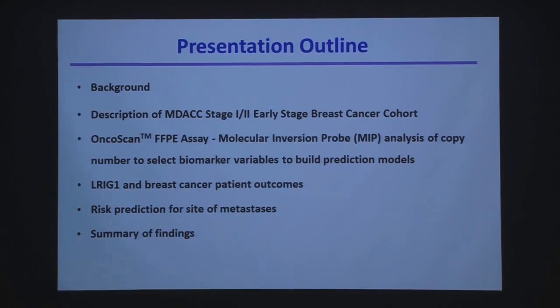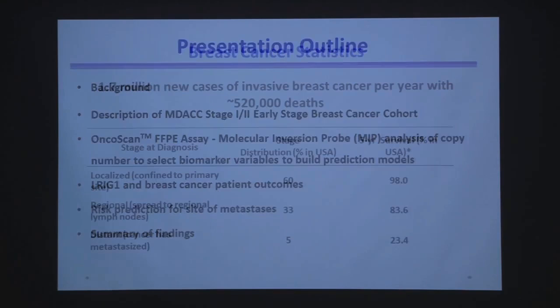So the outline for my presentation today: I'm going to talk a little bit about breast cancer. I'm going to describe the early stage breast cancer cohort that we used for the Oncoscan, for the MIP arrays, and the analysis that we've done. Also, I'll give two examples. One will be looking at a gene called LRIG1 and breast cancer outcomes. And I'll provide another example from some of our work on prediction for site of metastasis among these patients. And then a summary at the end.